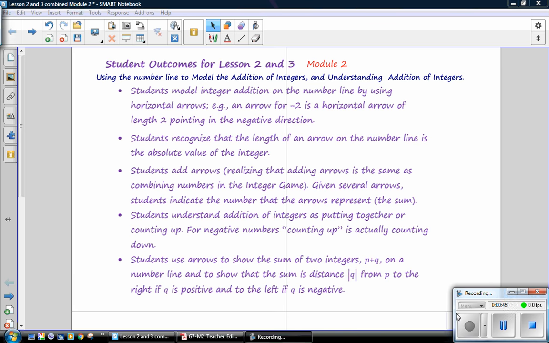Students understand addition of integers as putting together or counting up. For negative numbers, counting up is actually counting down. Students use arrows to show the sum of two integers, p plus q, on a number line, and to show that the sum is the distance, the absolute value of q, from p to the right if q is positive, and to the left if q is negative.